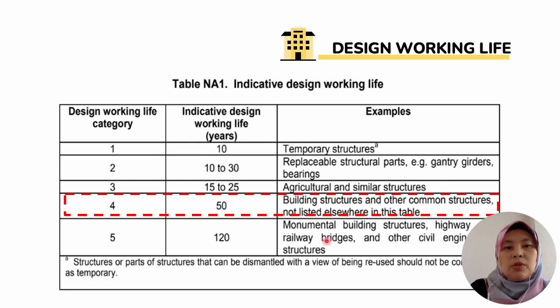And then as for monumental building structures, highway structures or railway bridges and other civil engineering structures, usually we are going to go for design working life category 5, where the indicative design working life is 120 years.